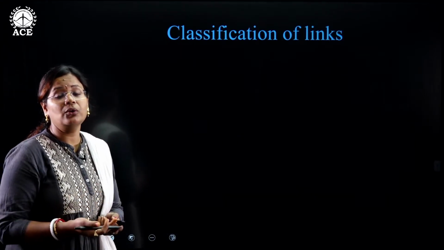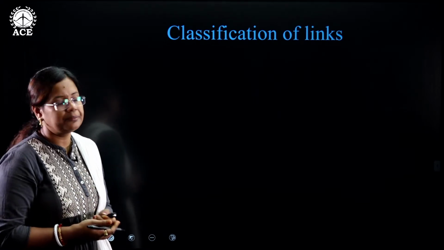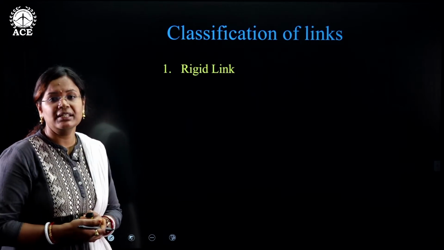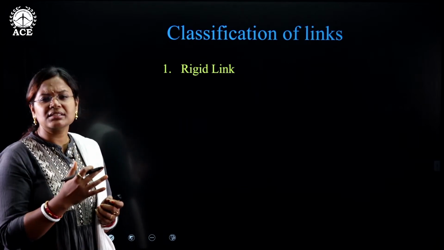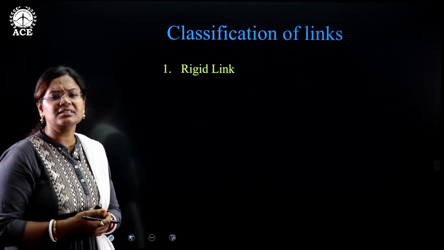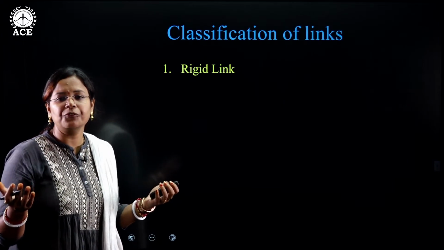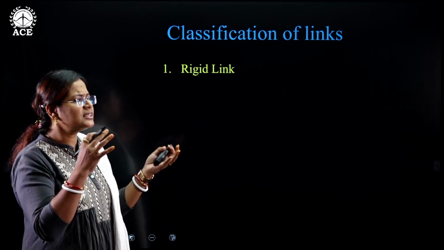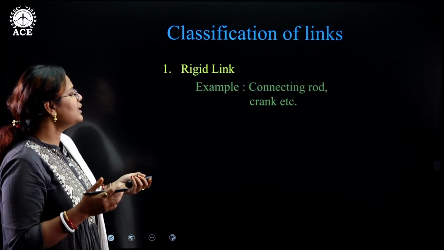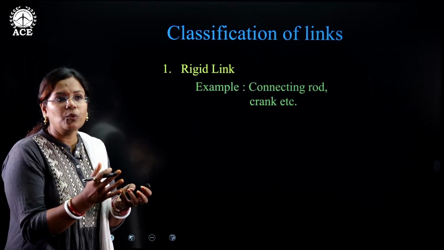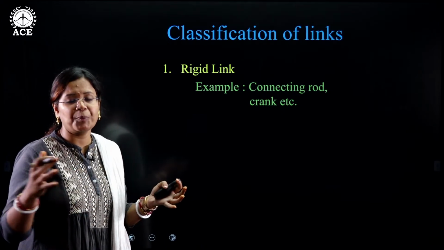Now, let us talk about the classification of links. How many types are the links classified into? The first one is the rigid link. Rigid, as the name itself says, is a resistant body. What is meant by a resistant body? It takes up the force and does not undergo any kind of deformation. So it means it is not changing its shape, in other words. So a rigid link is nothing but a link which takes up the load and does not undergo any kind of deformation over a long period of time.